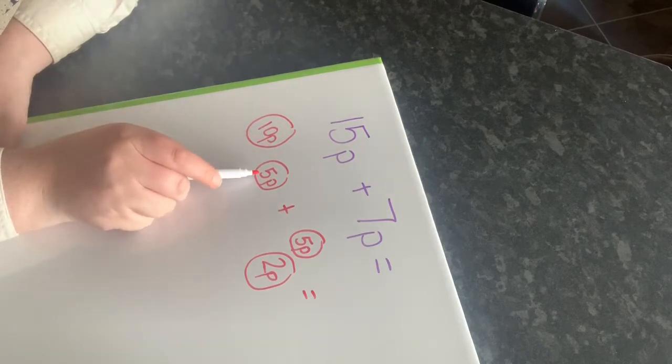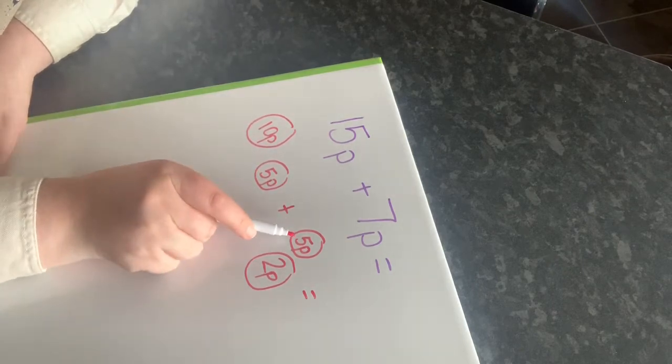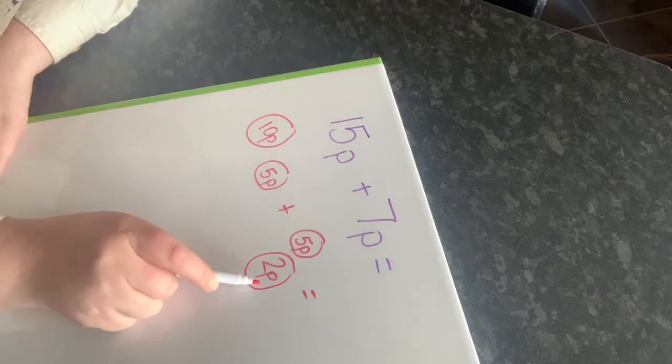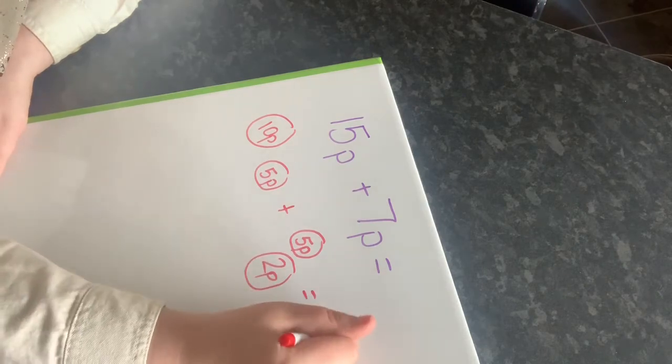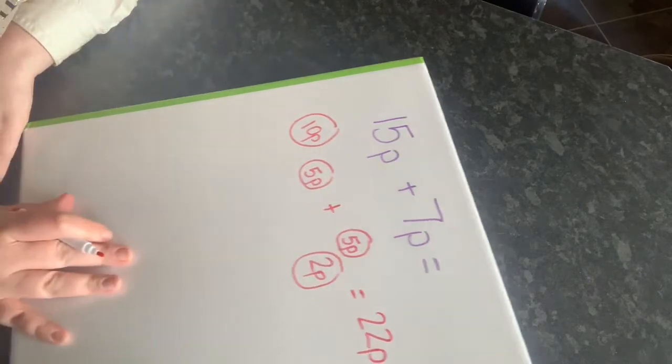So 10 add 5 is 15, add another 5, 15p add 5p is 20p, then add your 2p is 22 pence. You could work it out that way.